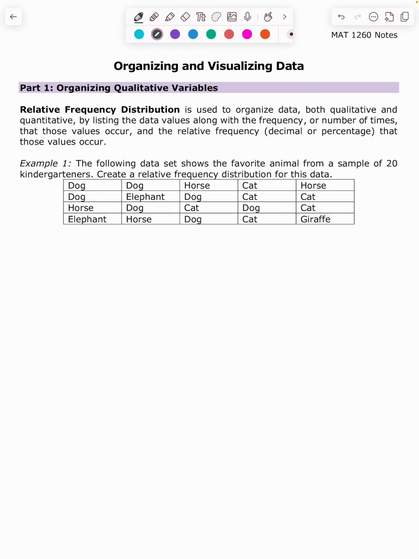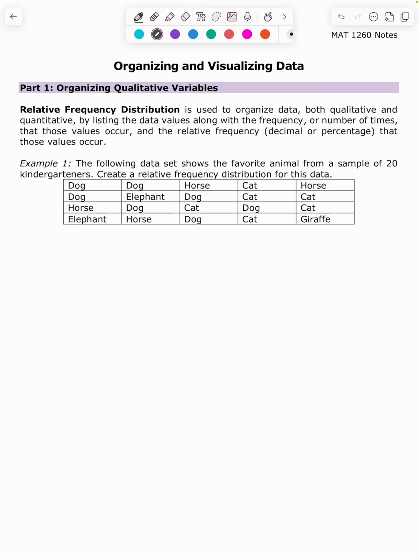So we're going to use a relative frequency distribution by listing all of our data values, the unique ones that we see, in one column. Then our second column is going to show the number of times that that data value occurs. And then we'll have a third column that shows the relative frequency, which means the decimal or the percentage of times that those values occurred.